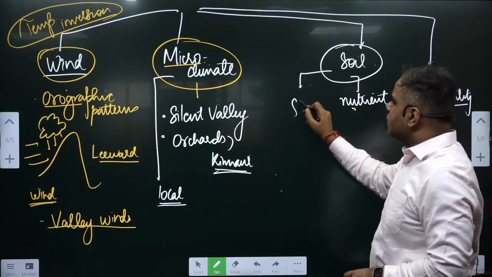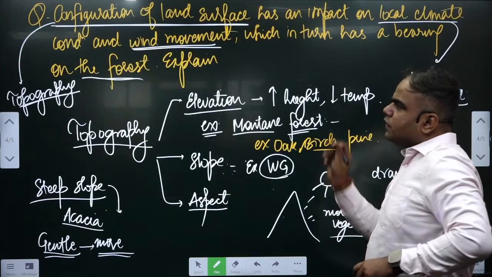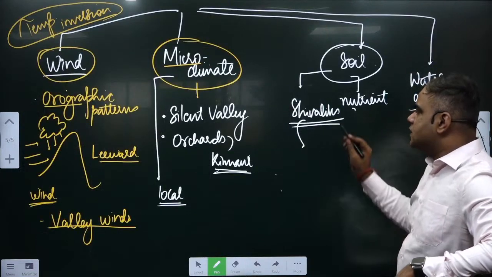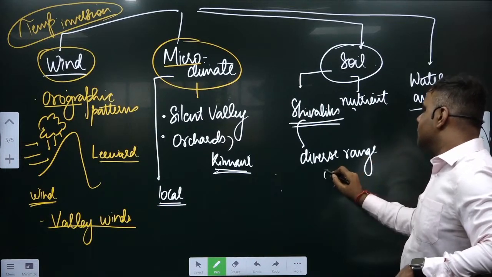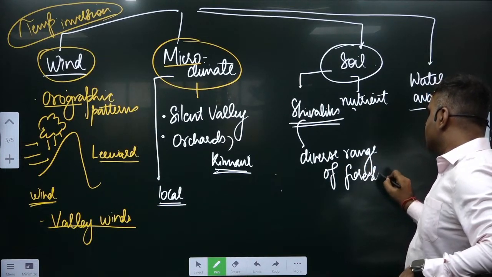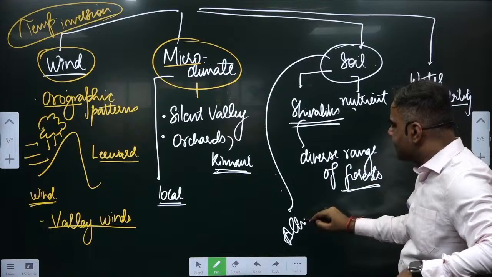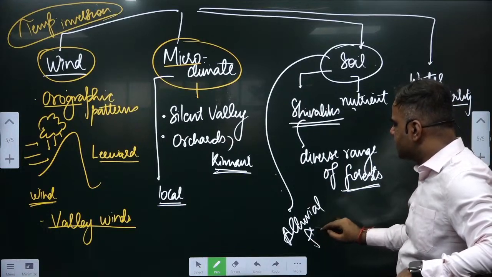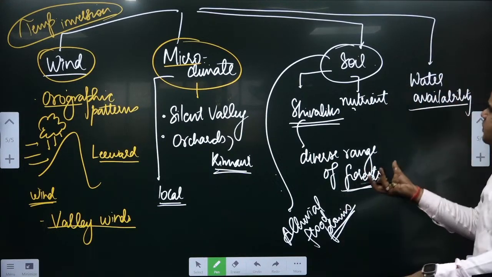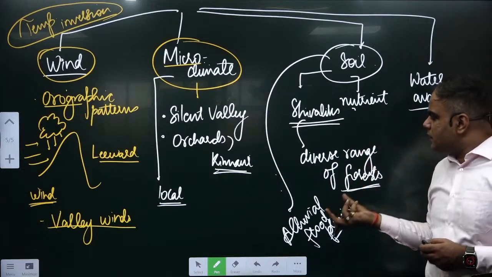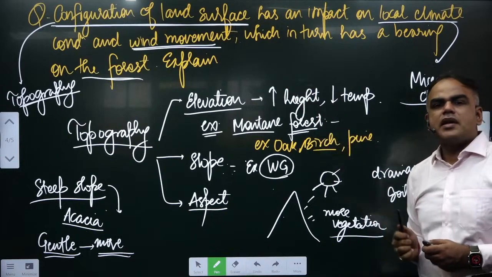One good example I'll give you. For example, if I talk about Shivaliks, okay. Because of the diverse configuration of land surface in Shivaliks, you see a diverse range of forests. Okay, that is just one example. You can even give examples of other, for example, alluvial floodplains. Okay, so even in these aspects we can talk about how the soil is ultimately influencing the vegetation, which is ultimately a determinant or a function of configuration of land surface.